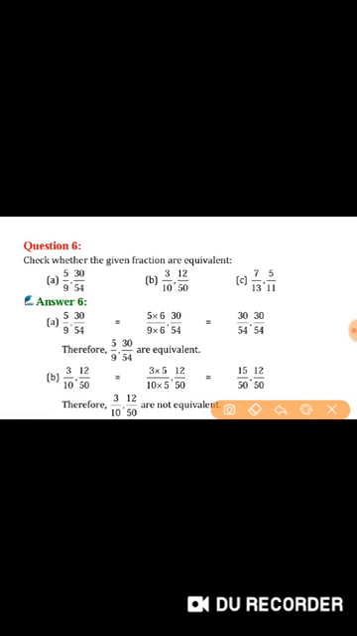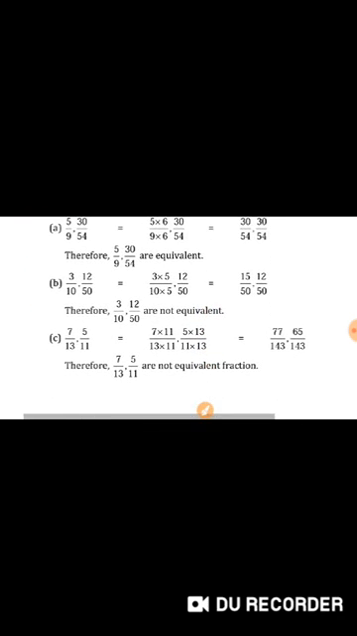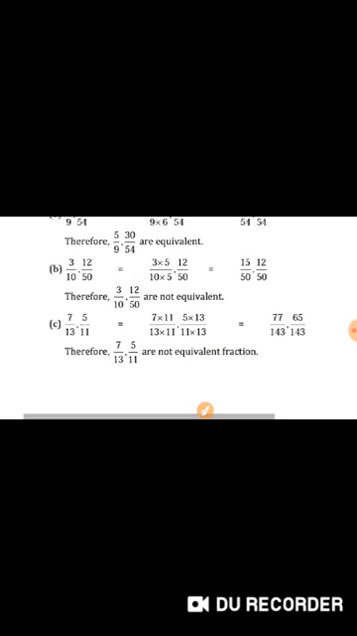Here also you can check: 3 by 10 is already simplified, but 12 by 50 has a common factor, only 2. So 2 6s are 12, 2 25s are 50. See, 6 by 25 and 3 by 10 are different, so these are not equivalent fractions. Here we can write no. By this also we can do it by finding the equivalents.